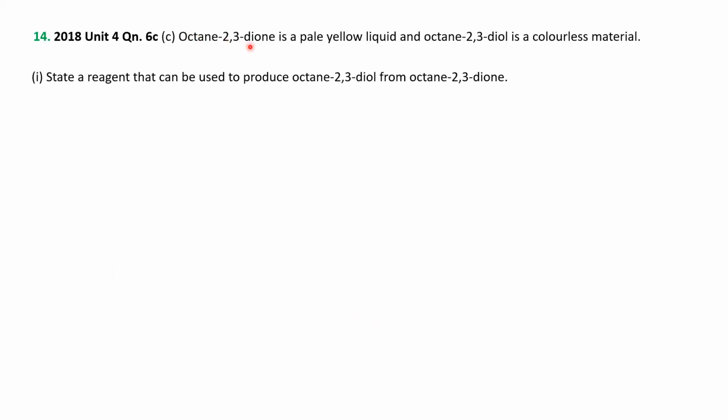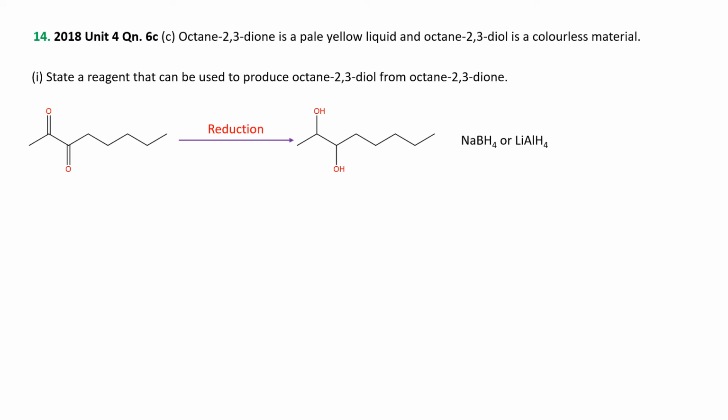Question 14, octane-2,3-dione is a pale liquid. Octane-2,3-diol is a colorless material. Suggest a reagent that can be used to produce octane-2,3-diol from octane-2,3-dione. Well, there's the octane, 1, 2, 3, 4, 5, 6, 7, 8, 2,3-dione. And there is the octane-2,3-diol. Going from a ketone to a secondary alcohol is a reduction. And you can use either of your reducing agents, NaBH4 or LiAlH4, aqueous solution, and anhydrous conditions.